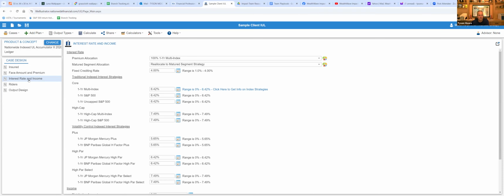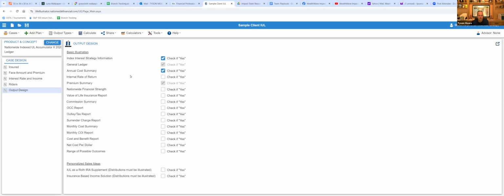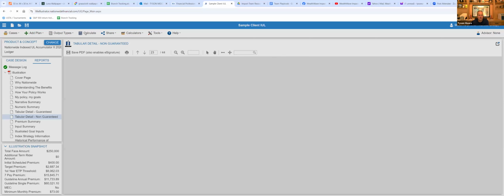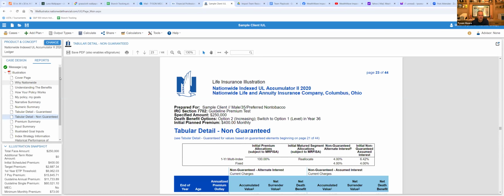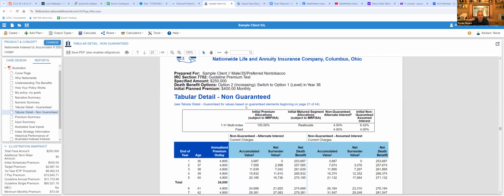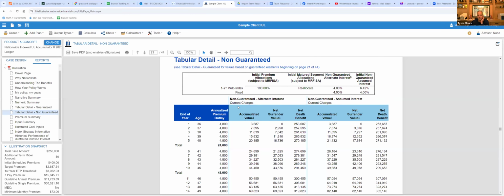So we're just using the multi-index here. We've talked about the output design, where we're going to go through and primarily make sure we check this annual cost summary. And so I'm going to click calculate. And there's two things I want to play with here today. So if I show you this, let's start here. This is the non-guaranteed ledger.